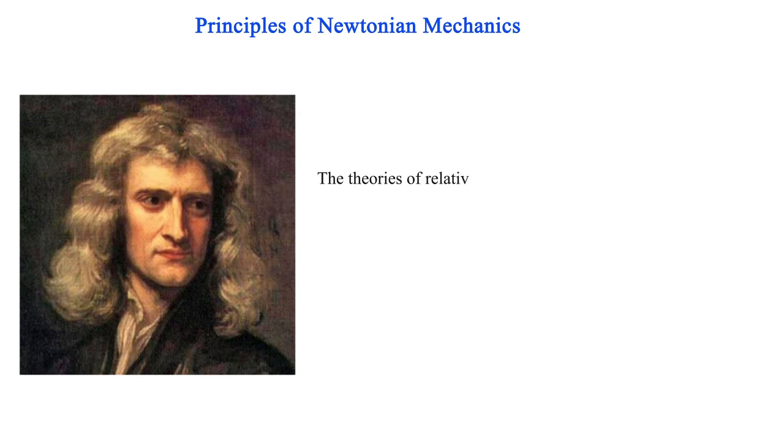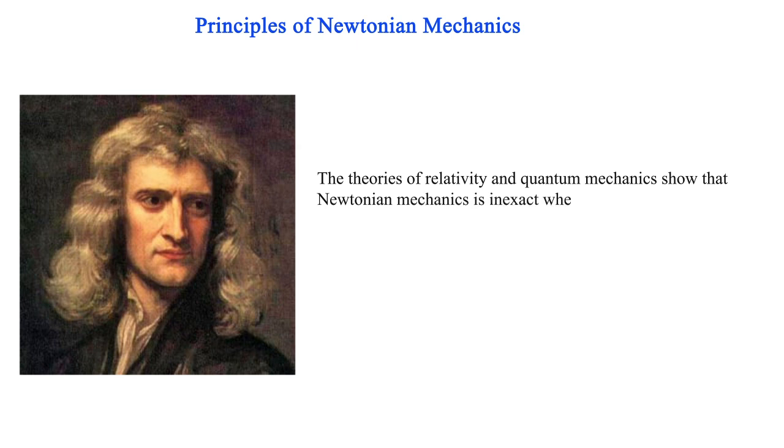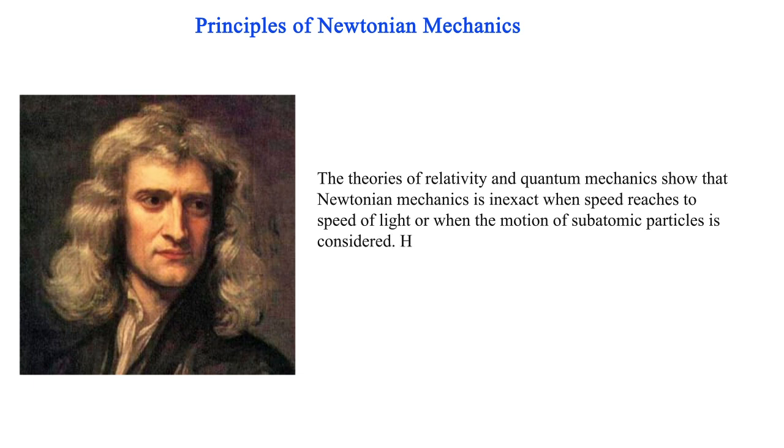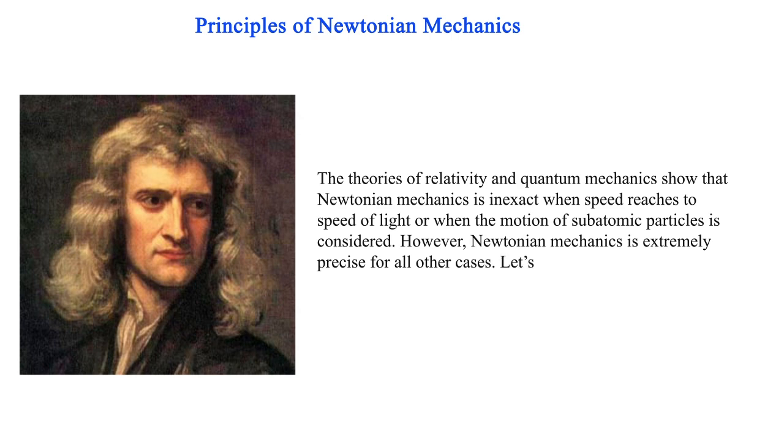The theories of relativity and quantum mechanics show that Newtonian mechanics is inexact when speed reaches the speed of light or when the motion of subatomic particles is considered. However, Newtonian mechanics is extremely precise for all other cases. Let's take an overlook of these laws.